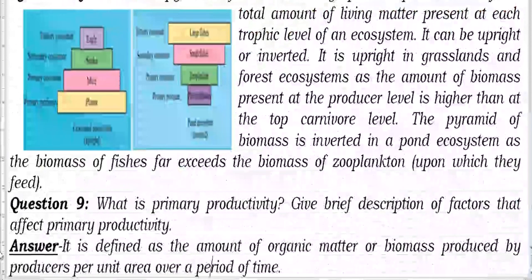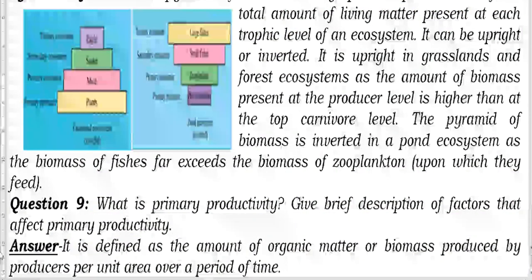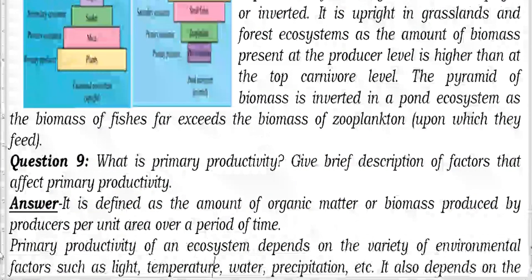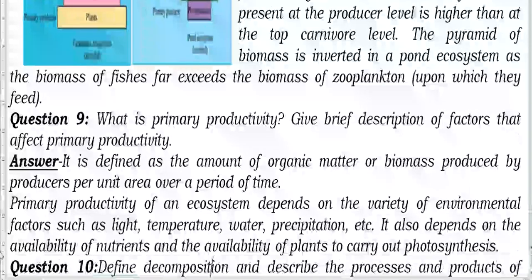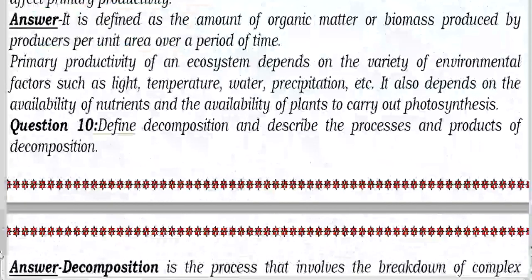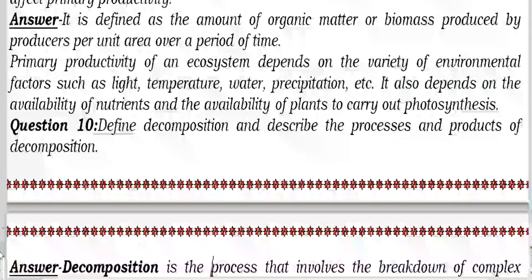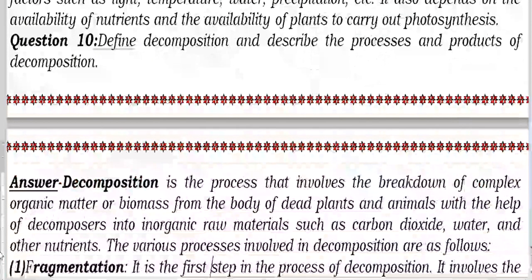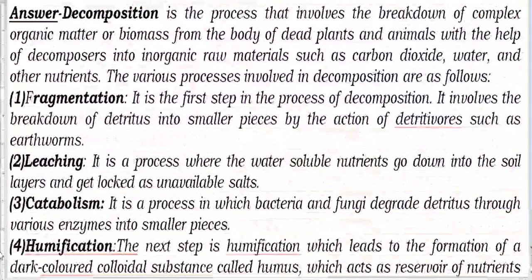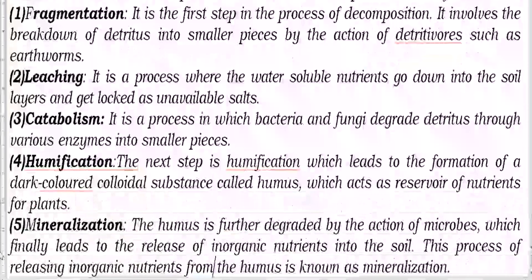The productivity at the producer level is known as primary productivity. It is taken as the amount of energy per unit area over a period of time. Primary productivity in an ecosystem depends upon various environmental factors. Decomposition, we have taken, is the breaking down of complex matter. It has steps, which we have discussed in the chapter also: fragmentation, leaching, catabolism, humification, and mineralization.